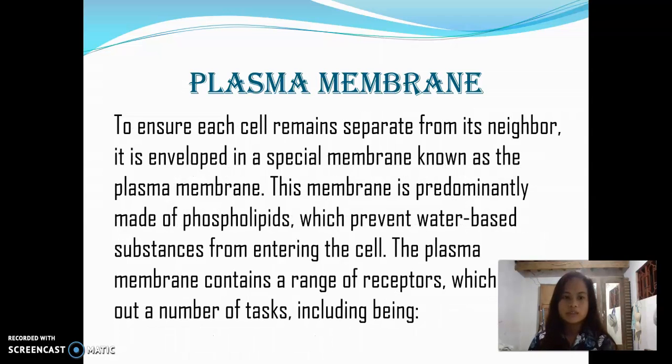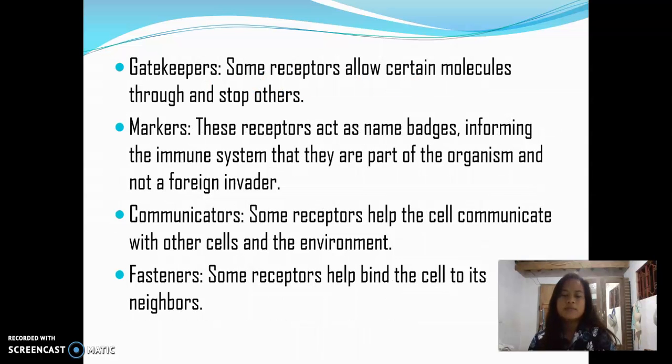Plasma membrane. To ensure each cell remains separate from its neighbor, it is enveloped in a special membrane known as the plasma membrane. This membrane is predominantly made of phospholipids, which prevent water-based substances from entering the cell. The plasma membrane contains a range of receptors which carry out a number of tasks, including being gatekeepers, markers, communicators, and fasteners.